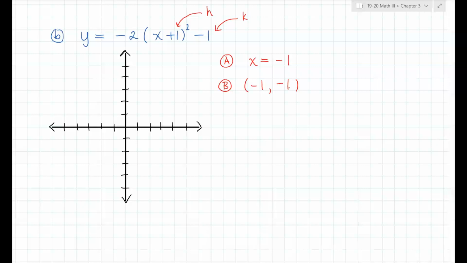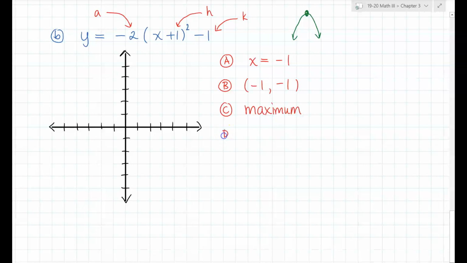So now that I have that, I move on to C. C says, is it a maximum or minimum point? Which does it have, a maximum or a minimum point? So I have to look at a. Okay, now a is -2. That means that the graph is going to look like this, which means maximum. So I'm going to write maximum. So there's my maximum value.